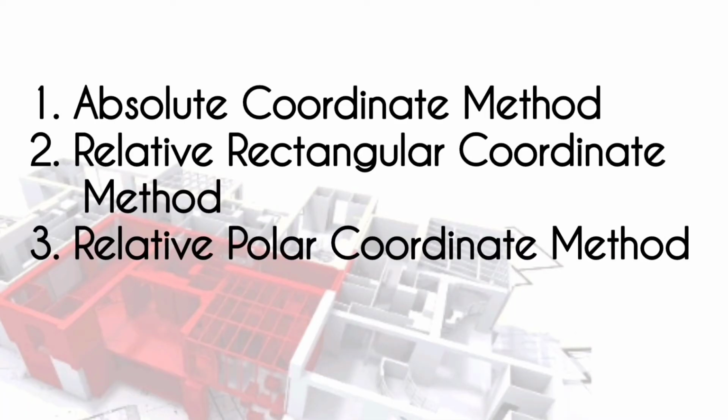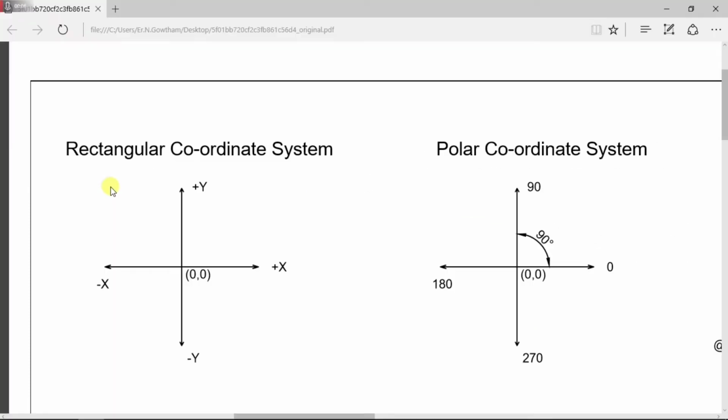In this lecture, we're going to see the three types of coordinate methods. For that, concentrate on the screen. First we understand the two types of coordinate system. The first coordinate system is the rectangular coordinate system. In this coordinate system, the horizontal line represents the x-axis and the vertical line represents the y-axis.